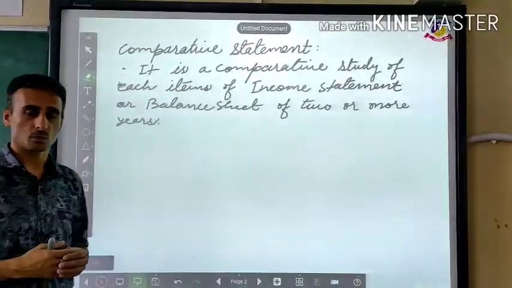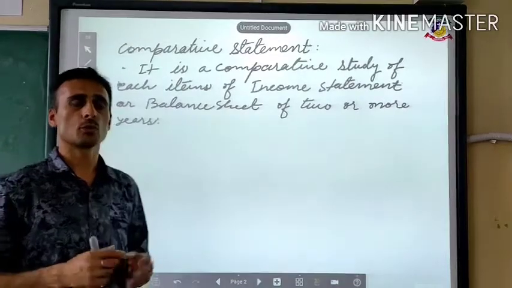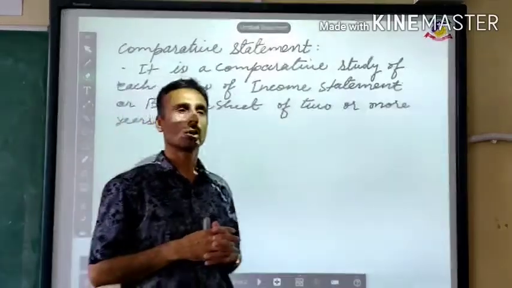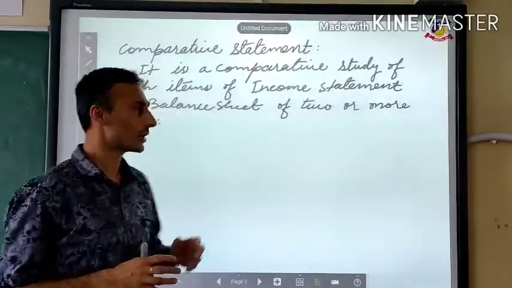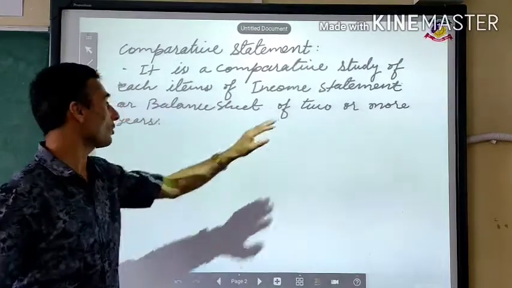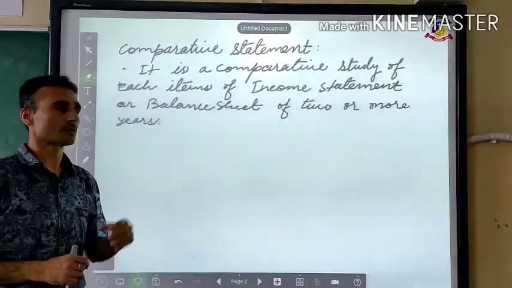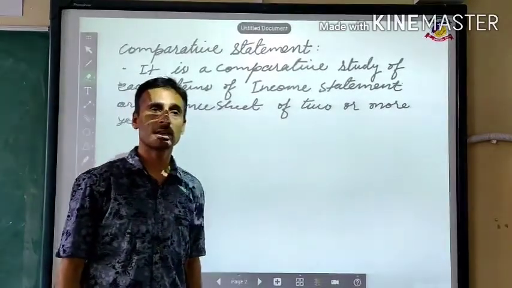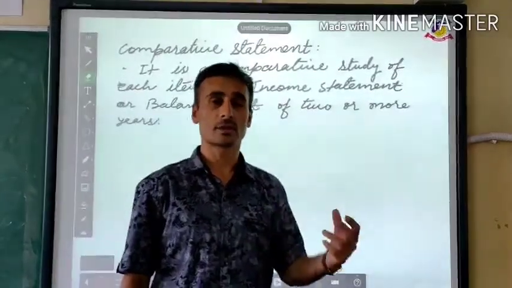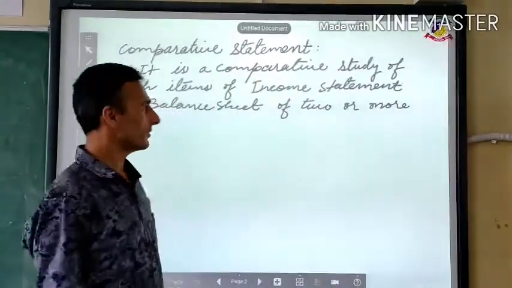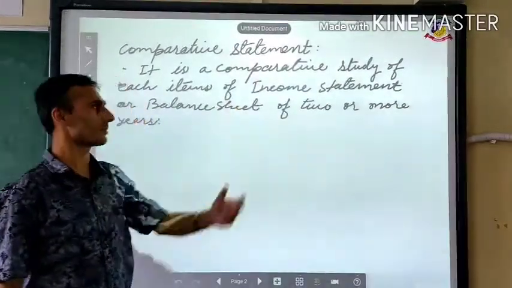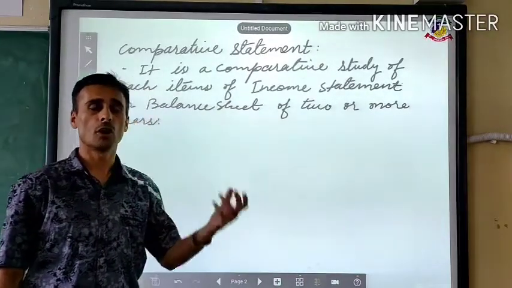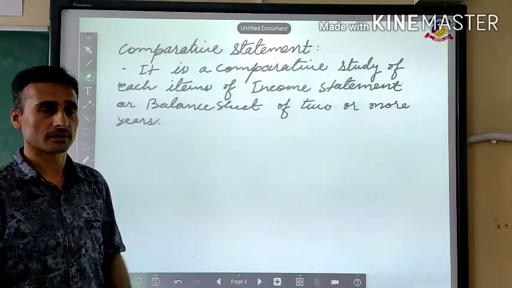We compare. Now when we compare, what do we do? We take two figures and then compare. We cannot compare with one figure. We need two figures to compare. So that's the reason why it's mentioned 2 or more years, right? So if you want to compare the elements of the balance sheet, then you have to take the data for 2 years. Balance sheet of 2 years should be given. If you want to compare the data from the income statement, then you have to take the data for 2 years or more in order to do the comparison.